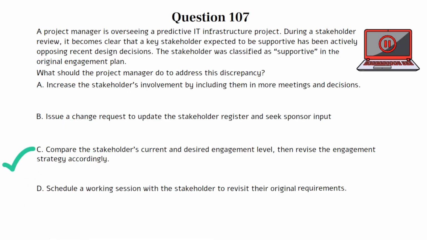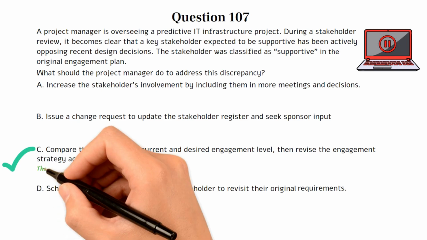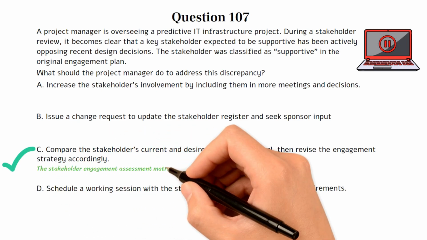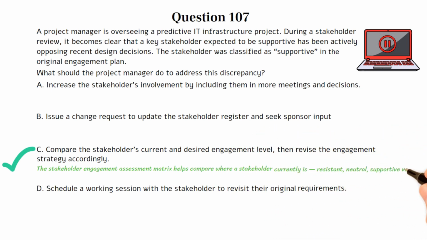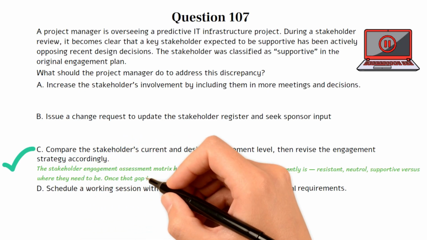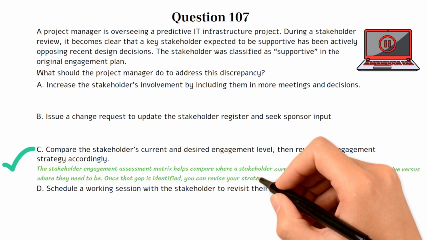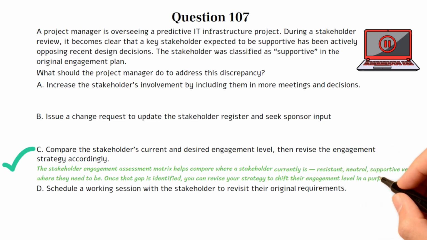This question is testing your understanding of how to manage engagement discrepancies in a structured, plan-driven way. PMI's preferred approach in a predictive environment is to treat stakeholder engagement like any other project element through analysis and planned adjustments. Choice C is the best option because the Stakeholder Engagement Assessment Matrix helps compare where a stakeholder currently is, resistant, neutral, supportive, versus where they need to be. Once that gap is identified, you can revise your strategy to shift their engagement level in a purposeful way.